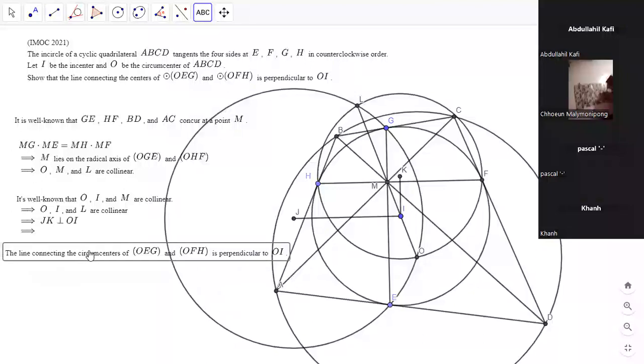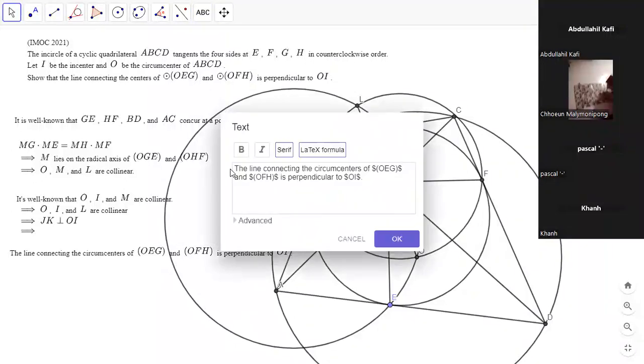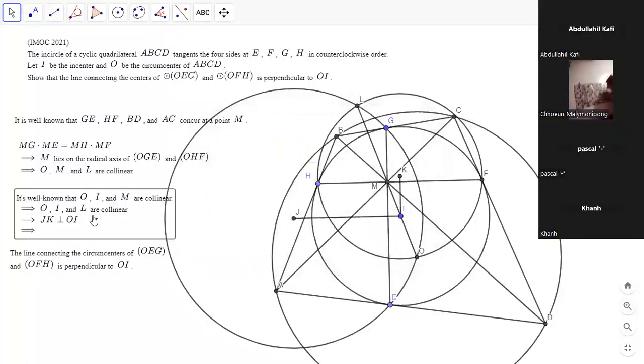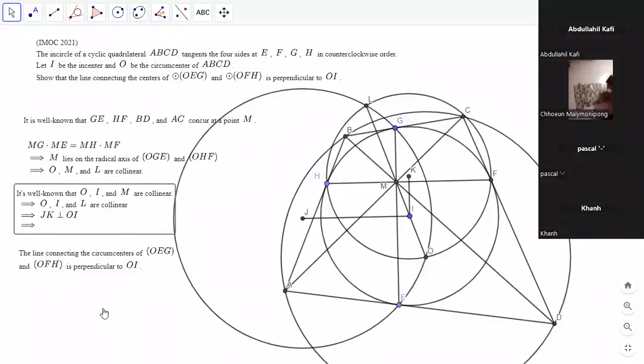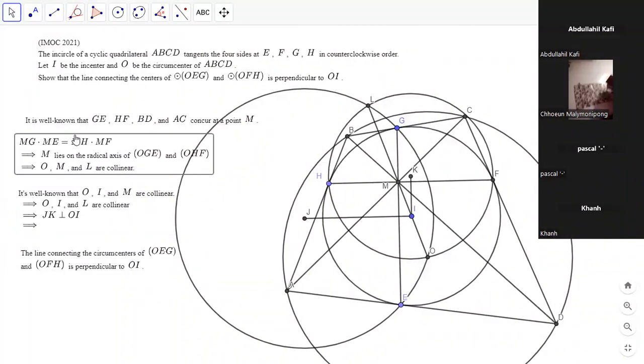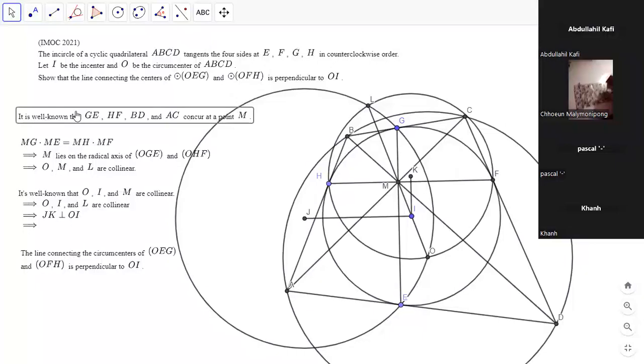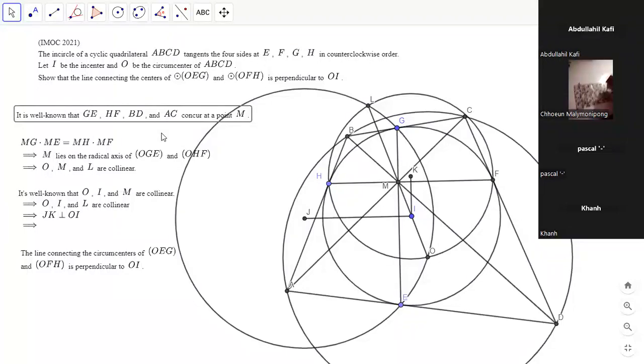But the question is, can we prove that well-known fact that OI and M are collinear? Is it obvious? I think I have found a way.